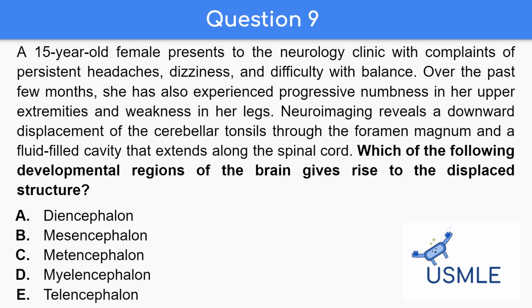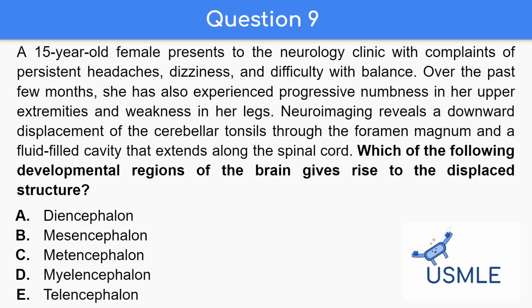A 15-year-old female presents to the neurology clinic with complaints of persistent headaches, dizziness, and difficulty with balance. Over the past few months, she has also experienced progressive numbness in her upper extremities and weakness in her legs. Neuroimaging reveals a downward displacement of the cerebellar tonsils through the foramen magnum and a fluid-filled cavity that extends along the spinal cord. Which of the following developmental regions of the brain gives rise to the displaced structure?